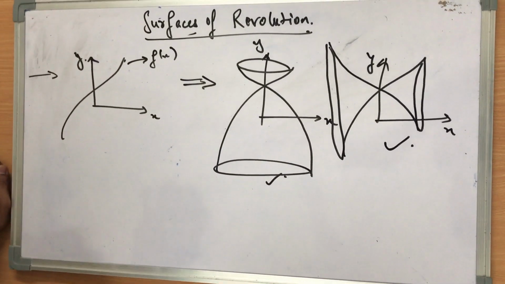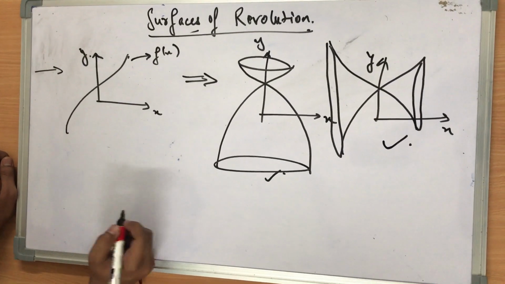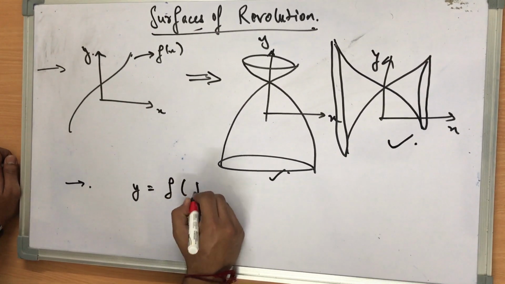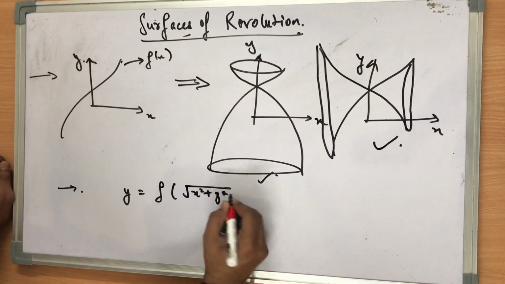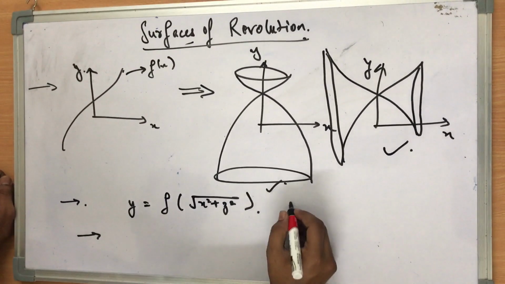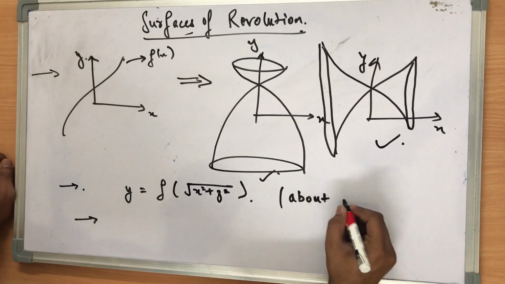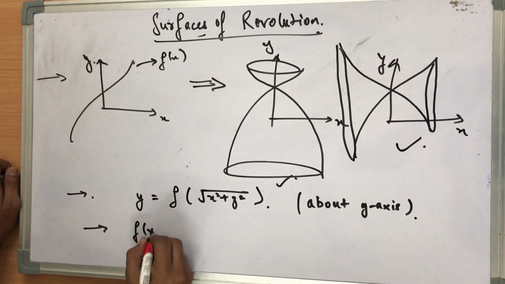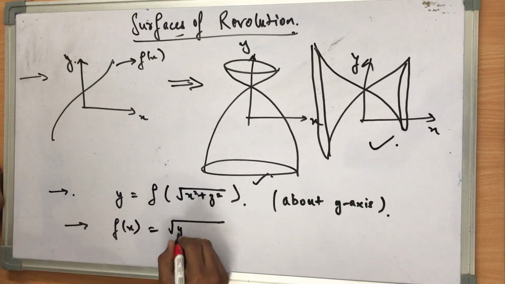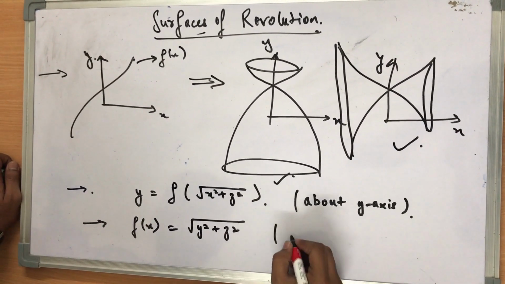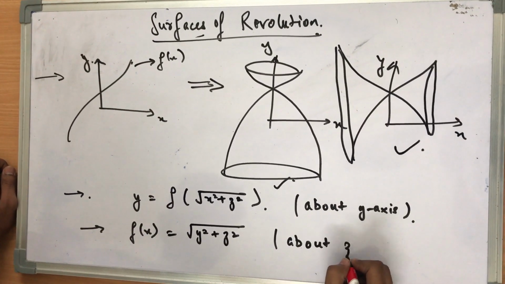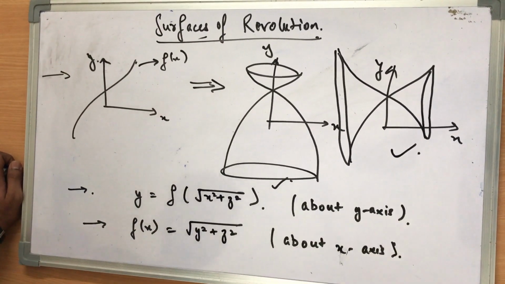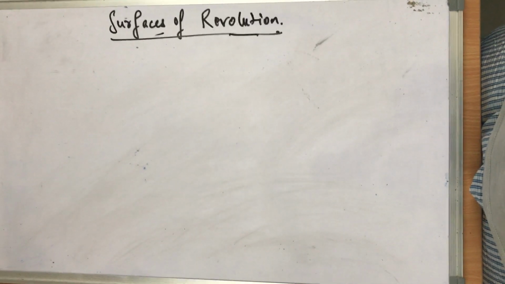So I'll write the formulas and then give the explanation. The formula for the rotation about the y-axis is y is equal to f of root of x square plus z square, and for the rotation about the x-axis it is f of x is equal to root of y square plus z square, or the z-axis about the x-axis. Now let's see the explanations behind these equations.